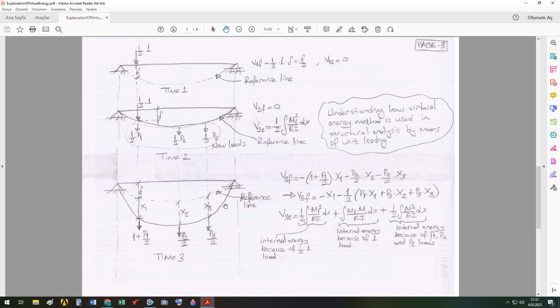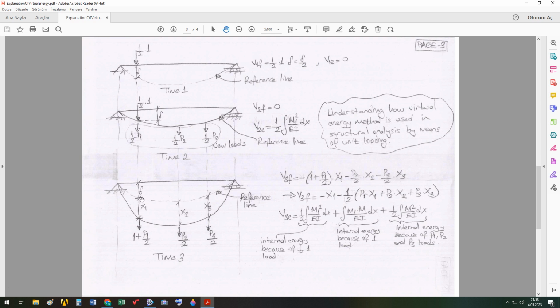Now let's write the potential energy of external forces, again according to our reference line. The reference line never changes. When I write the potential energy of external forces at time 1, the reference line is the same. At time 2, the reference line is the same. At time 3, the reference line is the same. So again, according to the same reference line, I write the potential energy of external forces here. Now the external force is 1 plus P1 over 2, and its distance to my reference line is x1.